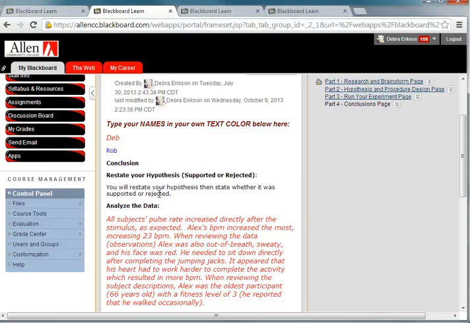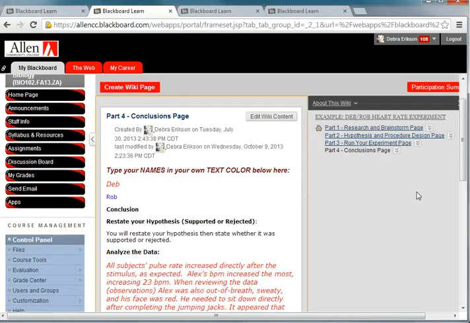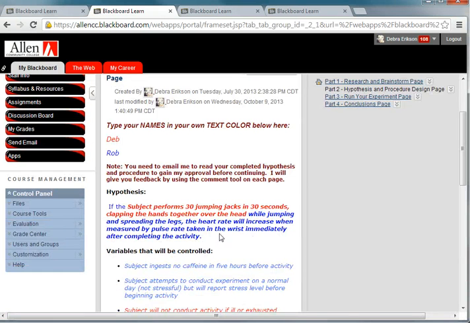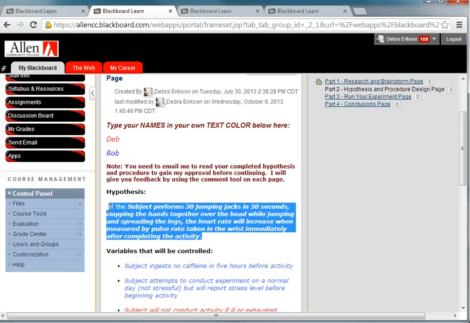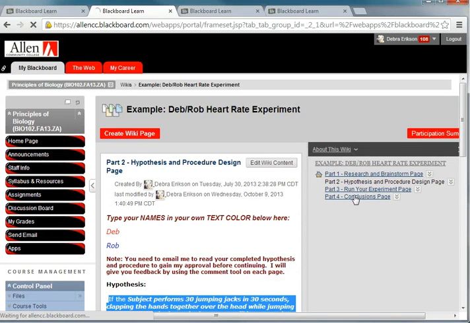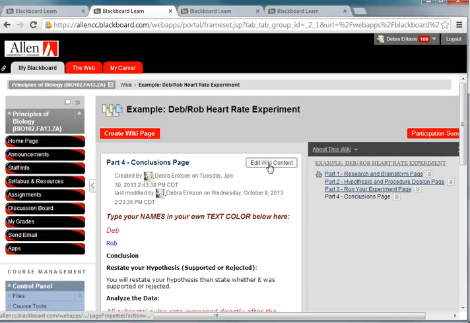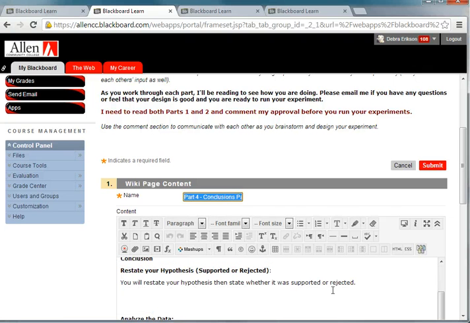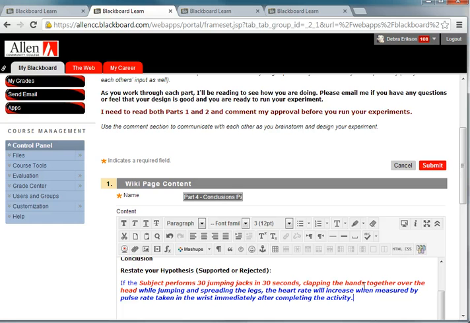So first, you have to restate your hypothesis. So I'm going to go back to here, get my hypothesis. Here it is, copy that, and then go back to my conclusion and edit wiki content, and now I'm ready to roll. So here's my hypothesis. It says I need to restate it and say whether it was supported or rejected. And it was supported. This one was supported because everybody's pulse rate did go up.